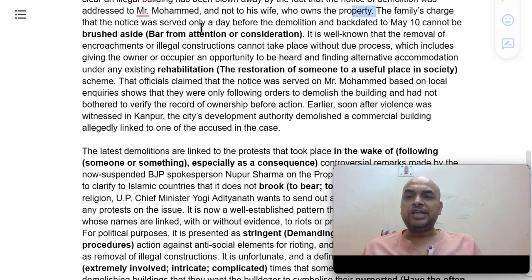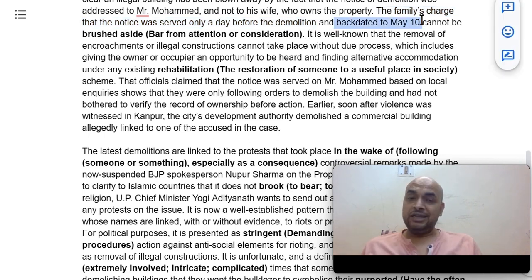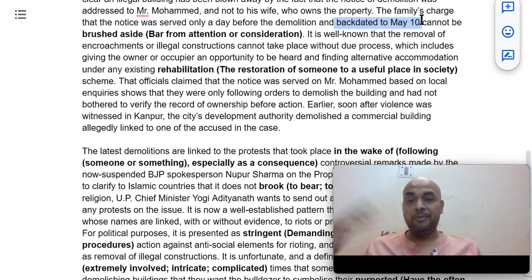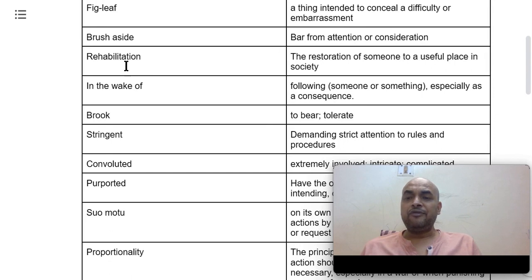The families charged that the notice was served only a day before the demolition. The family said that the notice of demolition was served only one day before the demolition, and it was backdated to May 10. That means they served the notice one day before, but they put a much earlier date on that notice, let's say May 10. And it cannot be brushed aside. That means it cannot be barred from consideration. That means this fact has to be considered. Okay, understood? Brush aside.